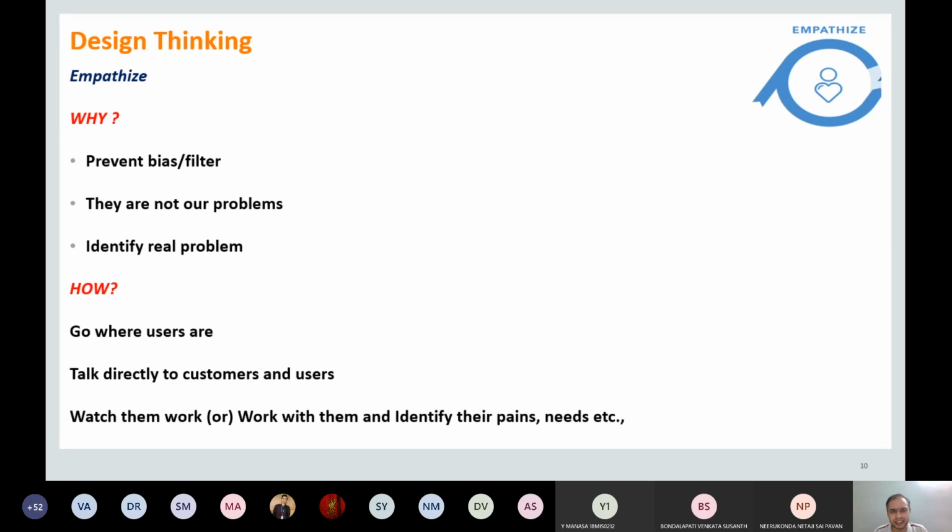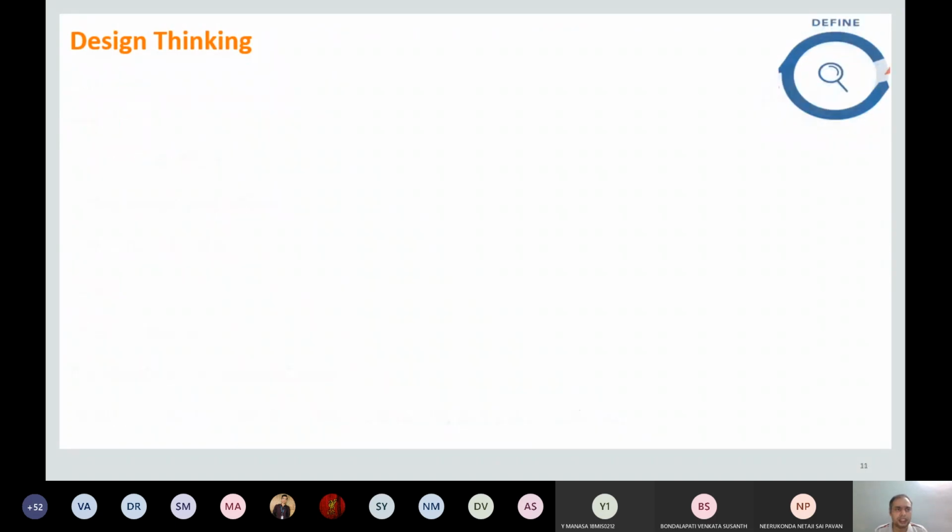It's just simple like this. You go to a movie, you watch the movie and you give a review of that movie, right? It's something like that. Empathize: you go, you feel it, and then you tell what the problem is with a particular product. Then to define, now you know what the problem actually is.